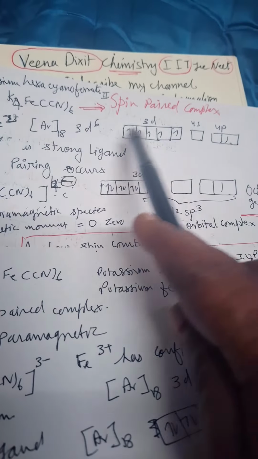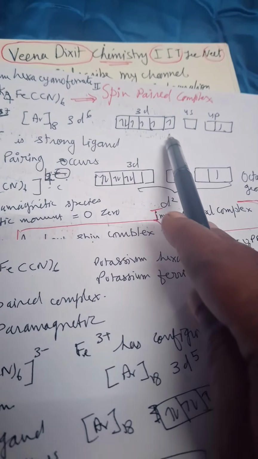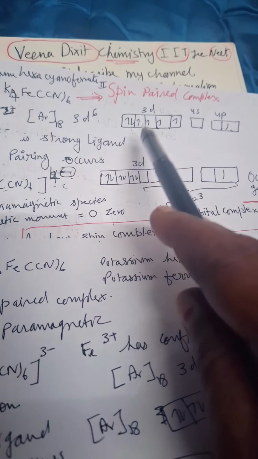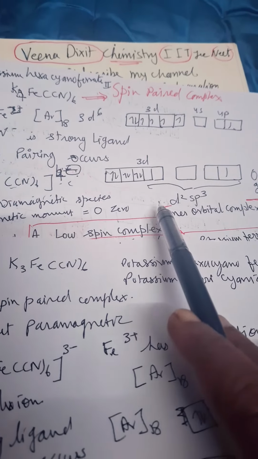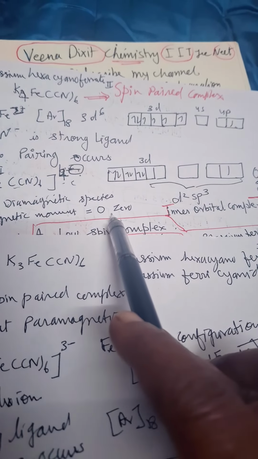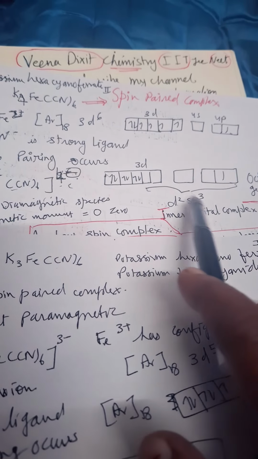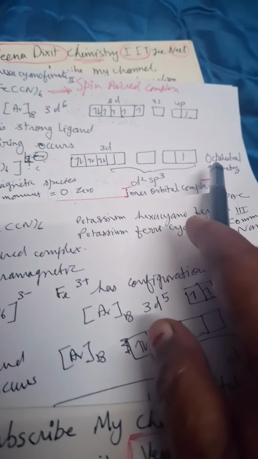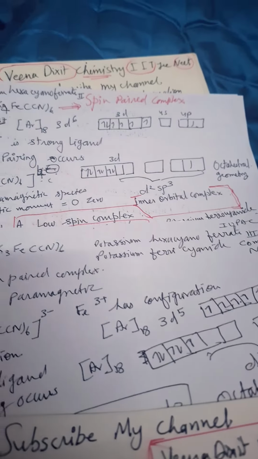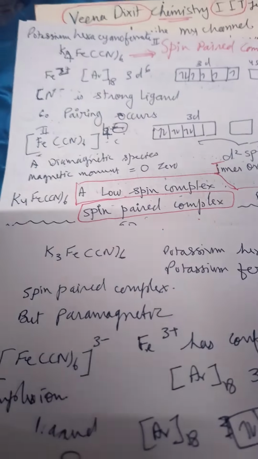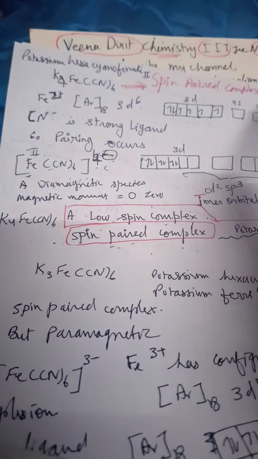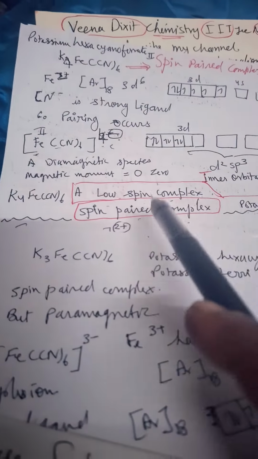Since CN is a strong ligand, it will force these electrons to pair up. Since there are 6 electrons, all paired up, so mu is equal to 0 over here, and these orbitals are available. d2sp3 hybridization occurs, and octahedral geometry will be there, and the complex formed will be called a spin paired complex or inner orbital complex. Clear to you? Now, IUPAC naming I told you.